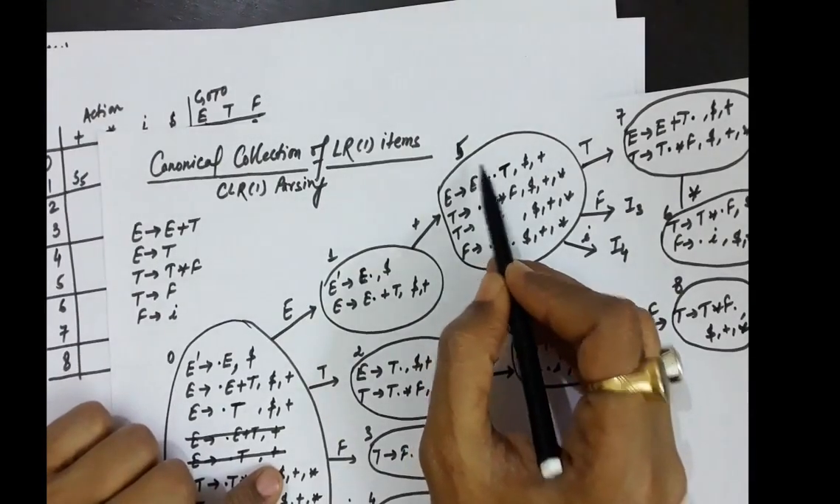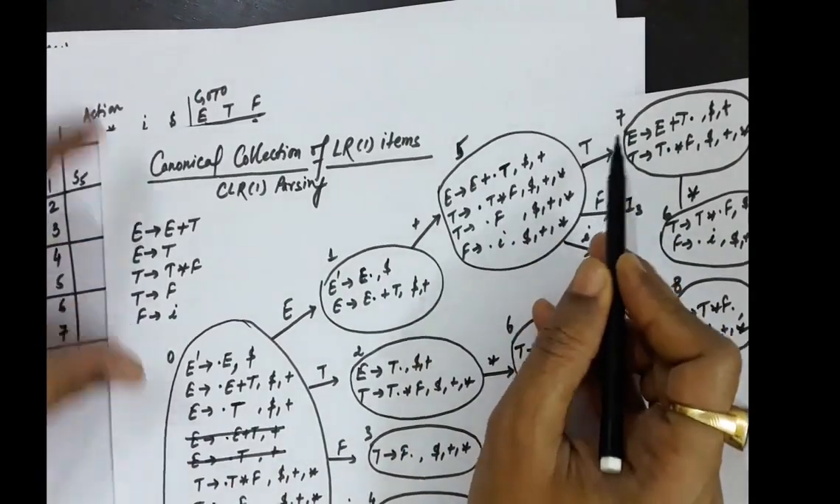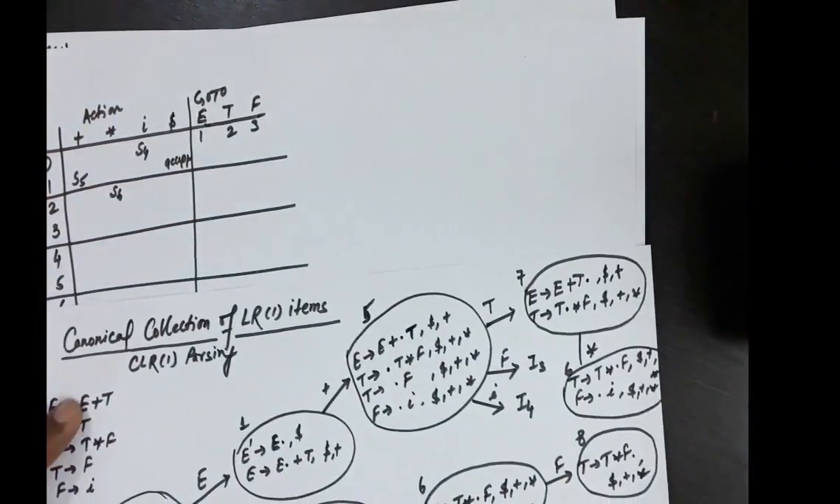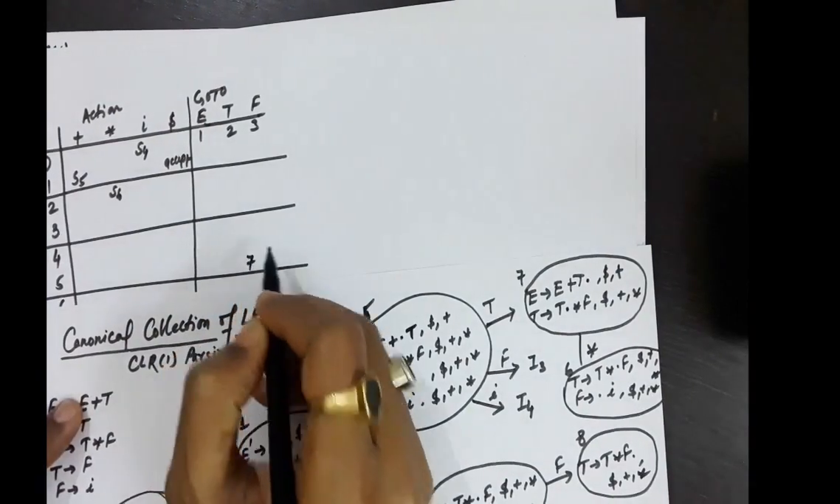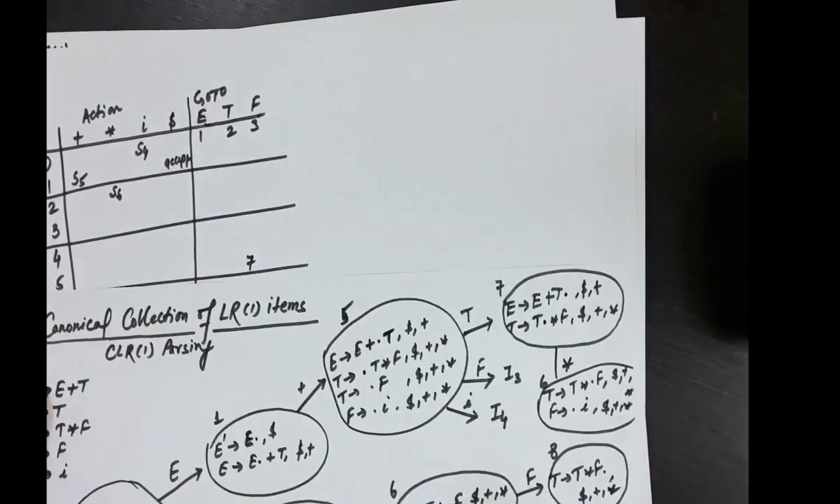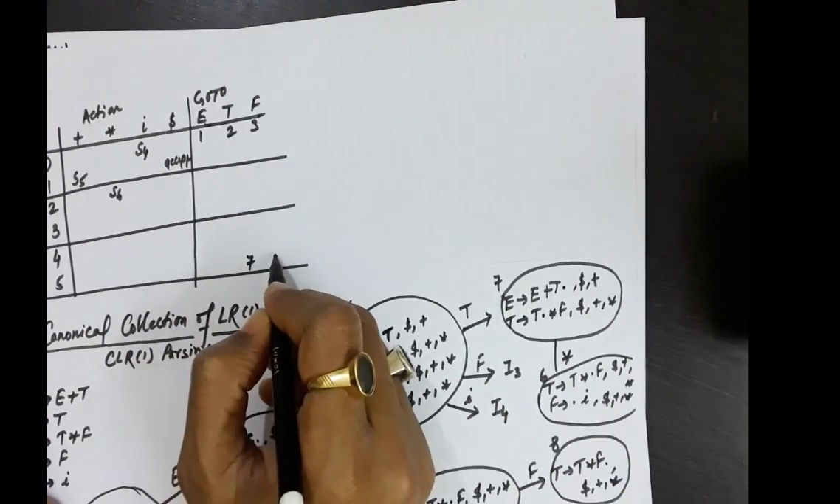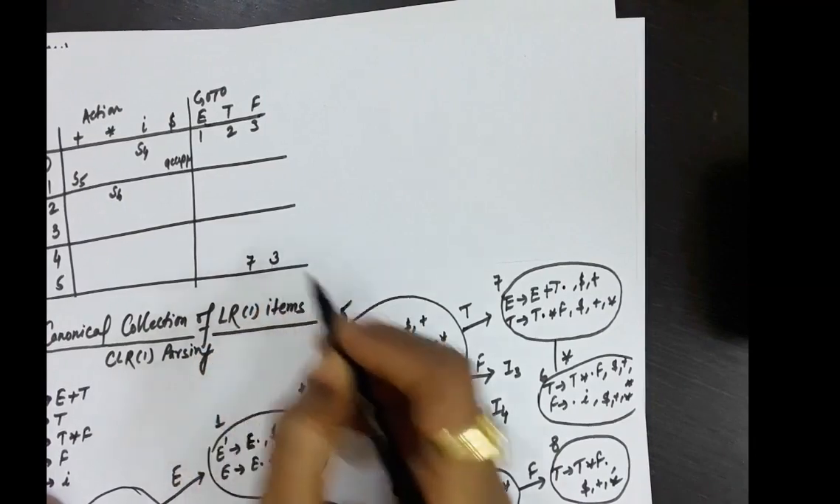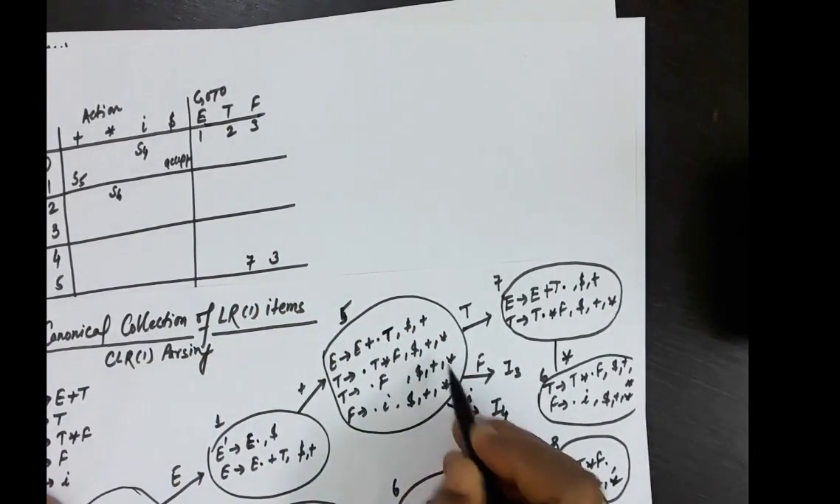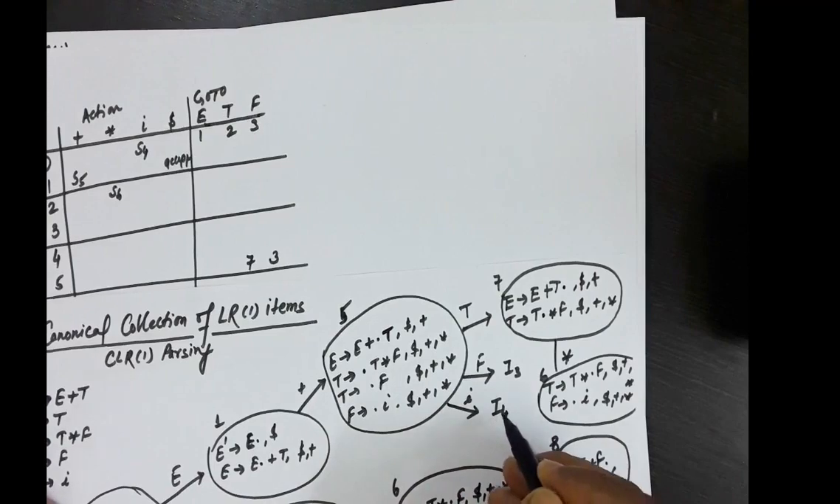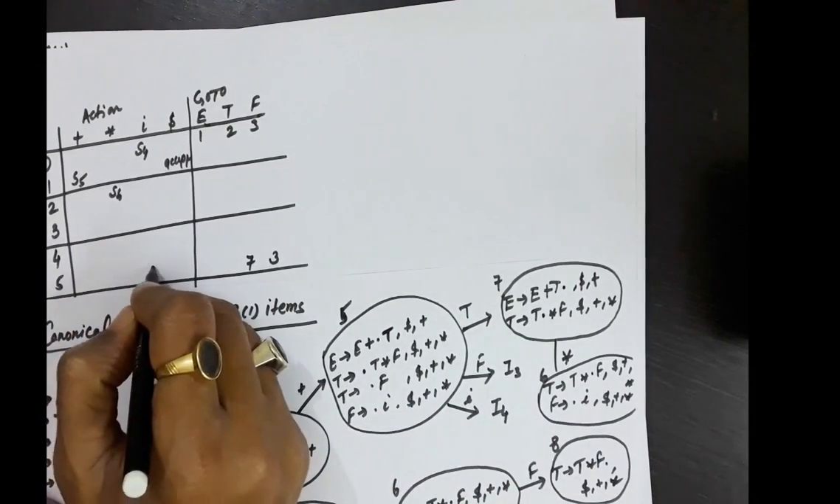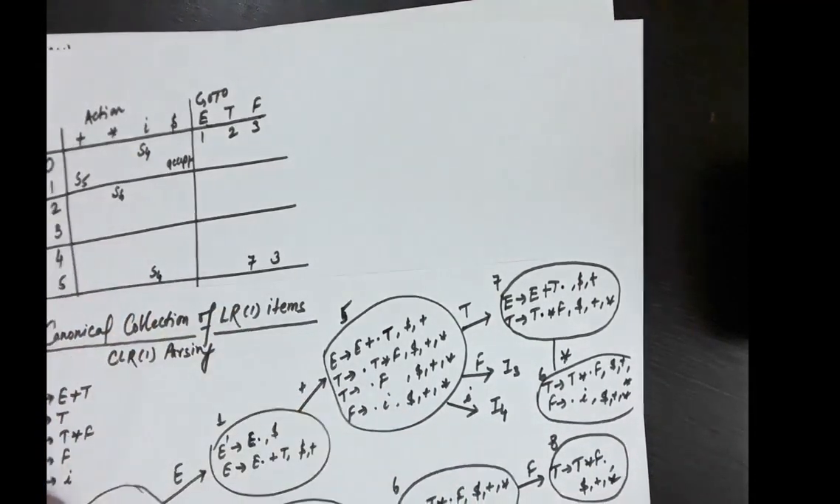On 5 there are some transitions. On 5 with capital T you're going to 7. So now on 5 with capital F you're going to 3 state. Now on 5 with a small I you're going to 4 state. So you'll be writing S4.